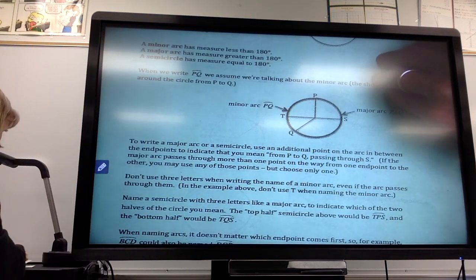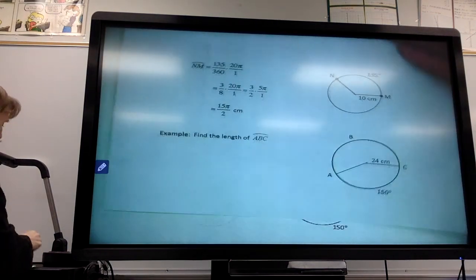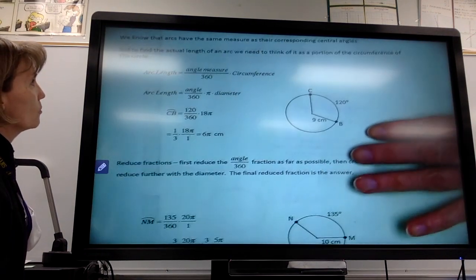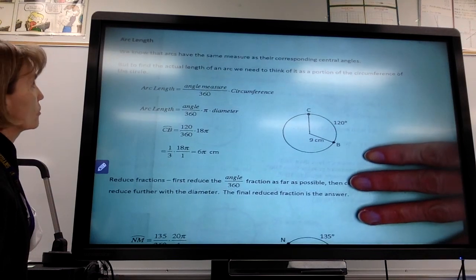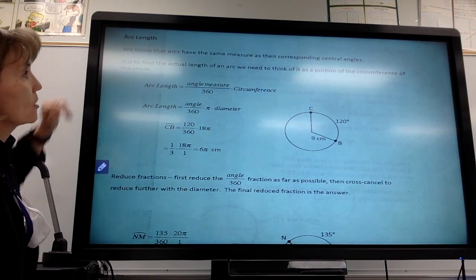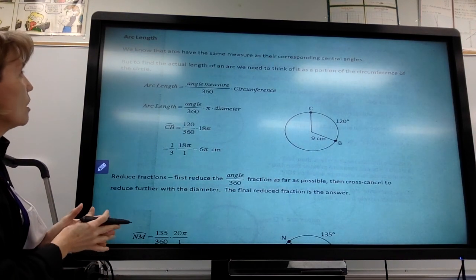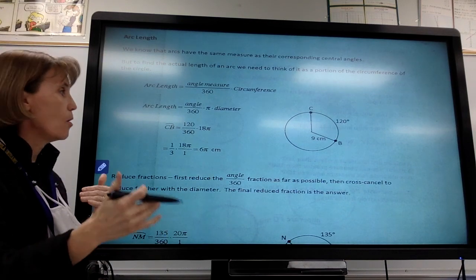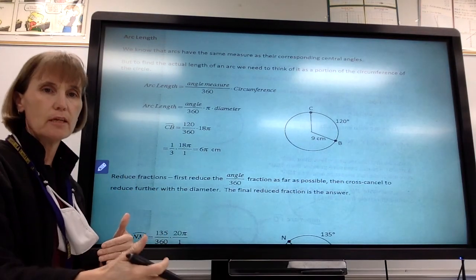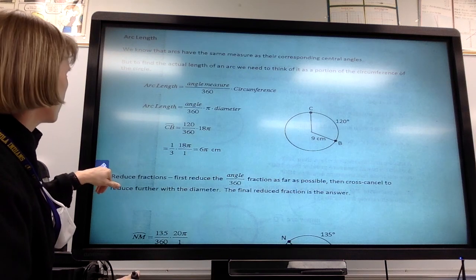All right, the first thing that we're going to be doing with these arcs is determining an arc length. We know that arcs have the same measure as their corresponding central angles, but to find the actual length, like how many centimeters or how many inches it is, we have a formula for that.